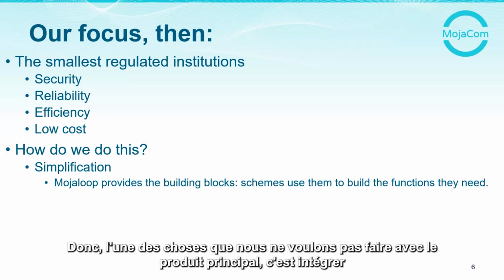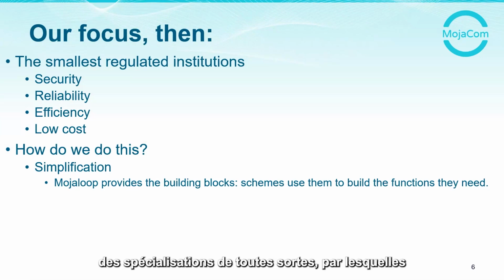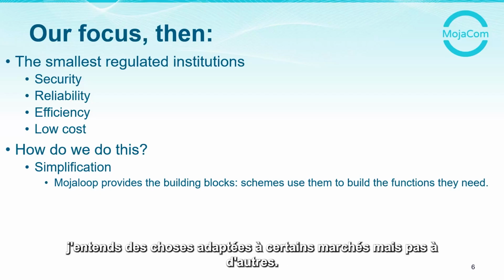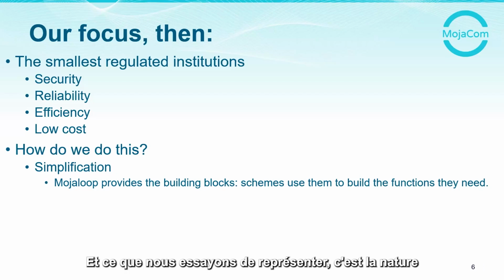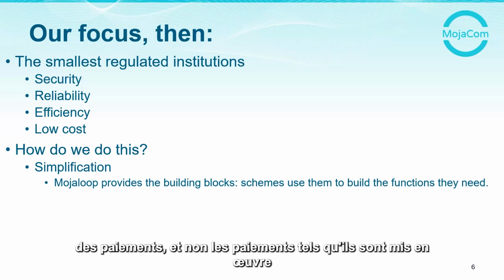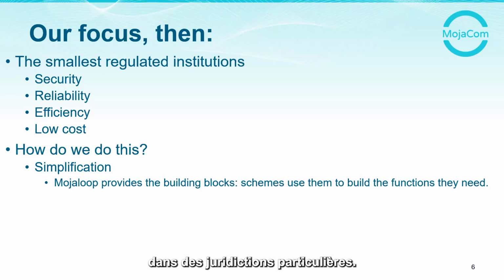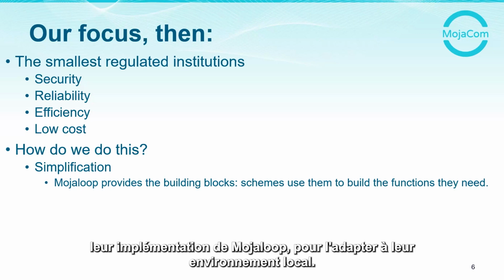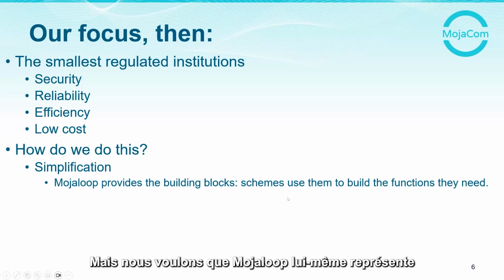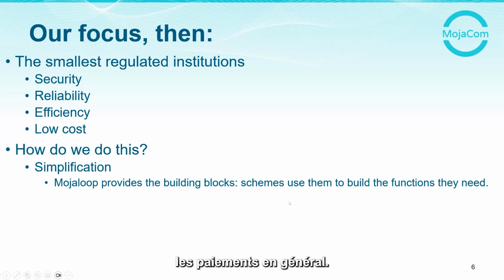So one of the things we don't want to do with the MojaLoop product is to build into it specializations of various kinds, by which I mean things that are appropriate for some markets but not for others. Our basic position is that payments are the same the world over. And what we try to represent is the nature of payments and not payments as they are implemented in particular jurisdictions. That's for the individual implementations. We want to provide functionality to enable people to change the MojaLoop implementation, to build it in a way that suits their local environment. But we want to make MojaLoop itself something which represents payments in general.